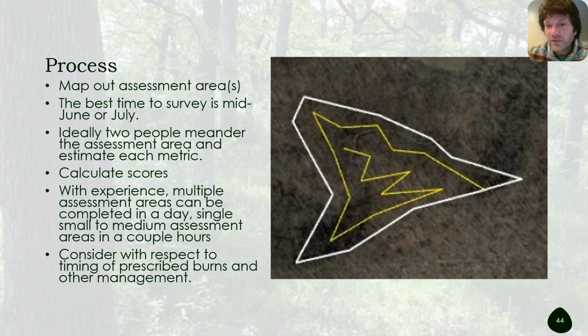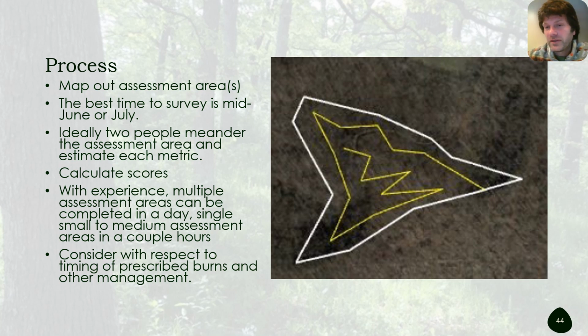Well, you want to map your assessment area. You want to know where you're going to go, right? And this should be an area where the restoration target is oak woodland. The best time to do the assessment is from about mid-June into July, when the highest number of indicators are going to be readily identifiable to the most people.